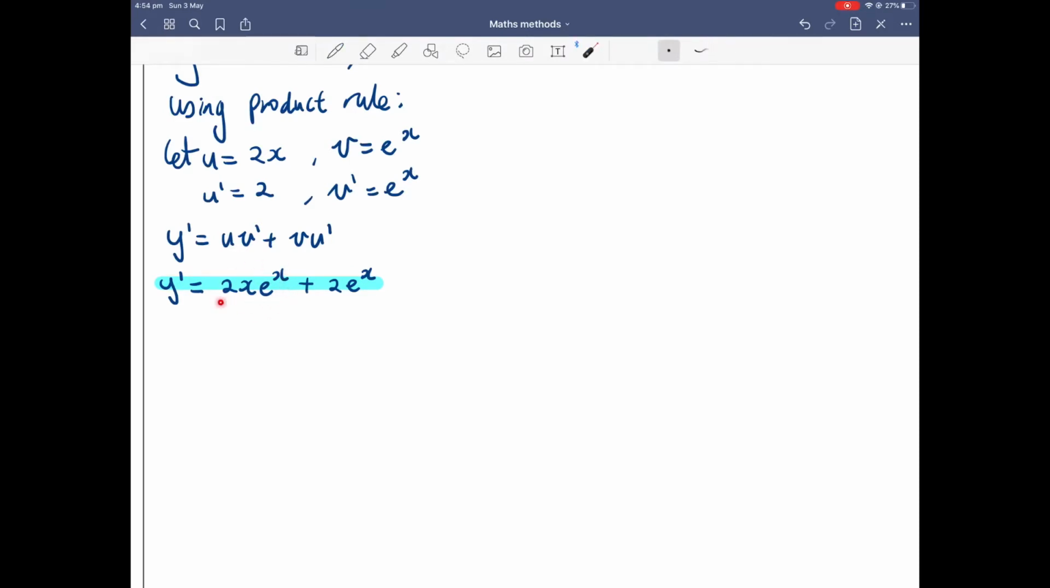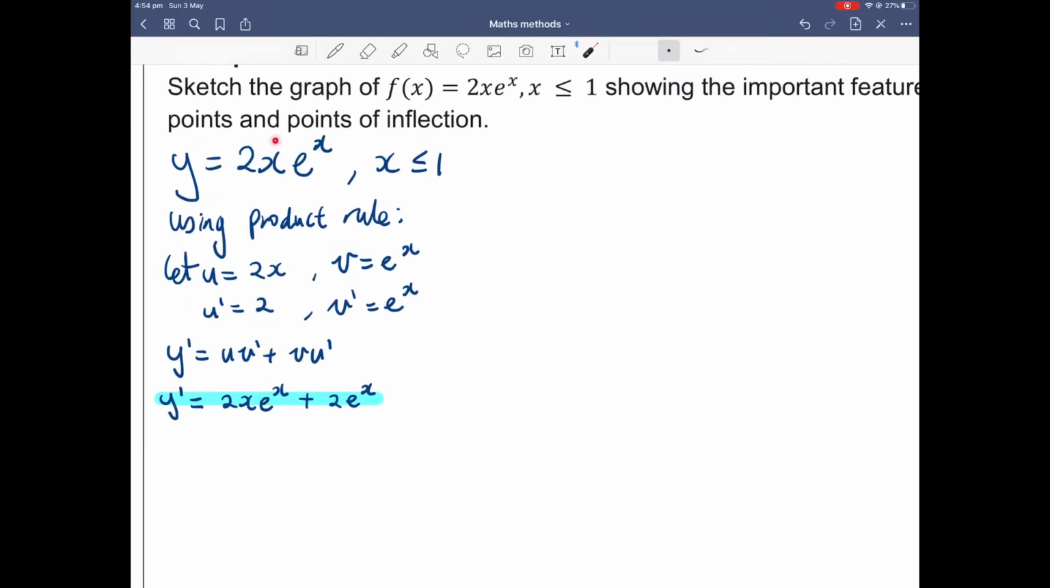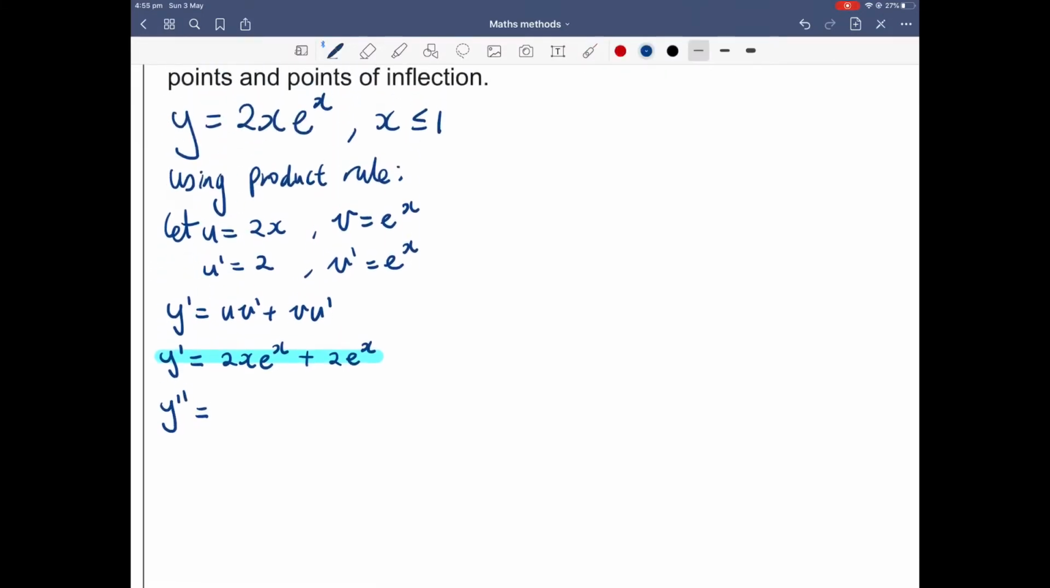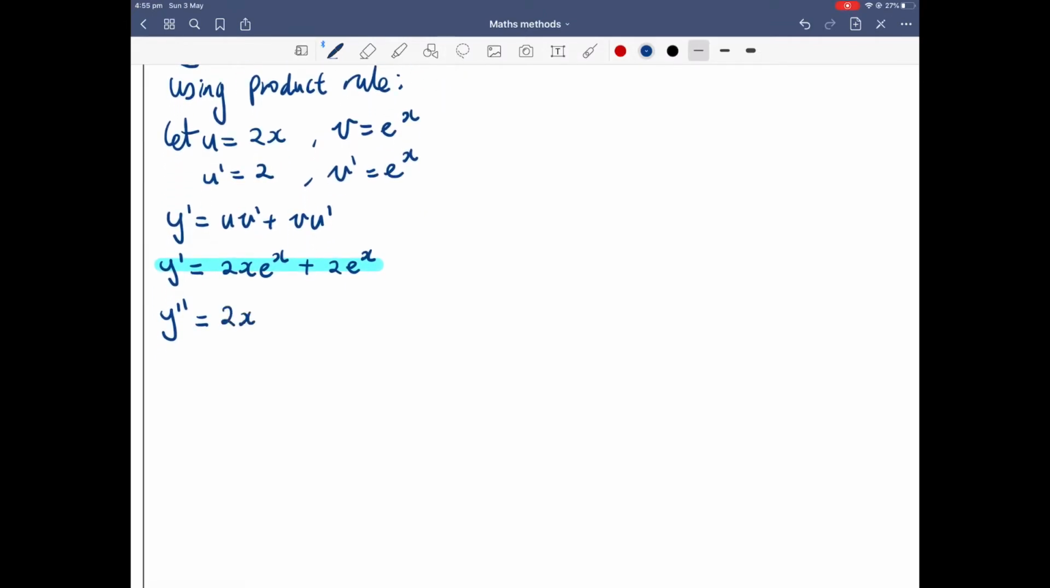This first term is product rule again, which we've actually worked out the derivative of. The derivative of 2x e to the x is 2x e to the x plus 2e to the x. And we also need to add on the derivative of this tail end, which is 2e to the x, which gives us 2e to the x. So that tells us y dash dash is 2x e to the x plus 4e to the x. So that's the other key derivative there.